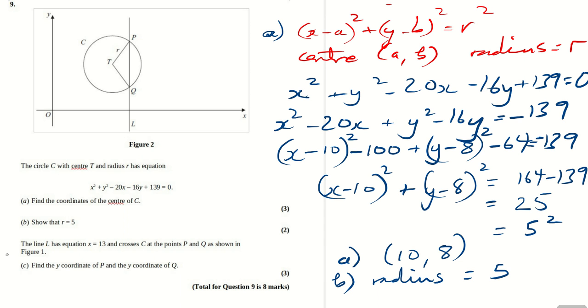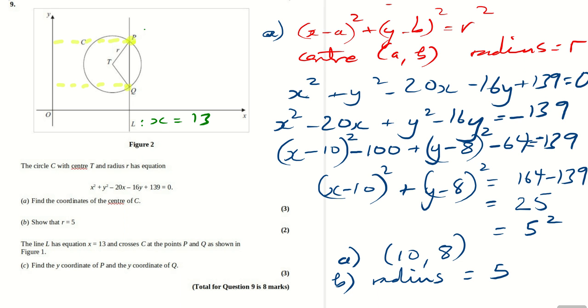Right, next thing, it tells us that the line L has got equation x equals 13, and it's shown it on the diagram. We've got to find the y coordinates of P and Q. So here's P, here's Q, and it wants us to work out the y coordinates of these two. The line there is the line x equals 13. So L is the line x equals 13, right?